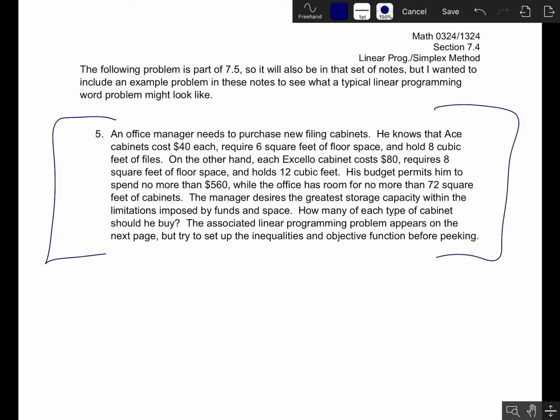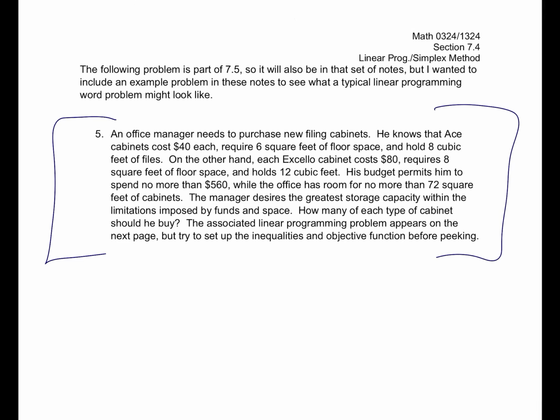So here you have an office manager that has some constraints. They have some cabinets that cost $40 each but require 6 square feet of floor space, and they hold 8 cubic feet of files. There's another type of cabinet that costs $80 each. They require 8 square feet of floor space, but they hold 12 cubic feet of files. We have some budget constraints and some storage space constraints, and we want to maximize the number of files that we can store. And the question becomes, how many of each type of cabinet should we buy given the constraints on our budget and the constraint on the amount of square footage of floor space that we have?